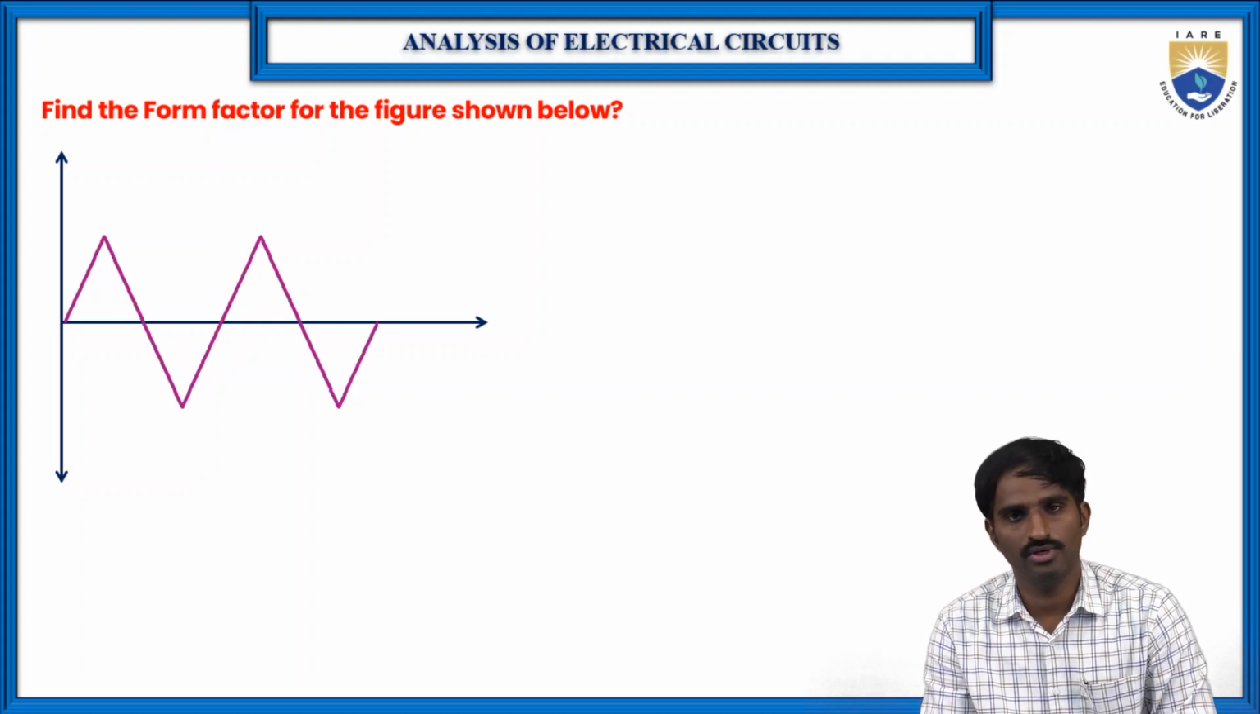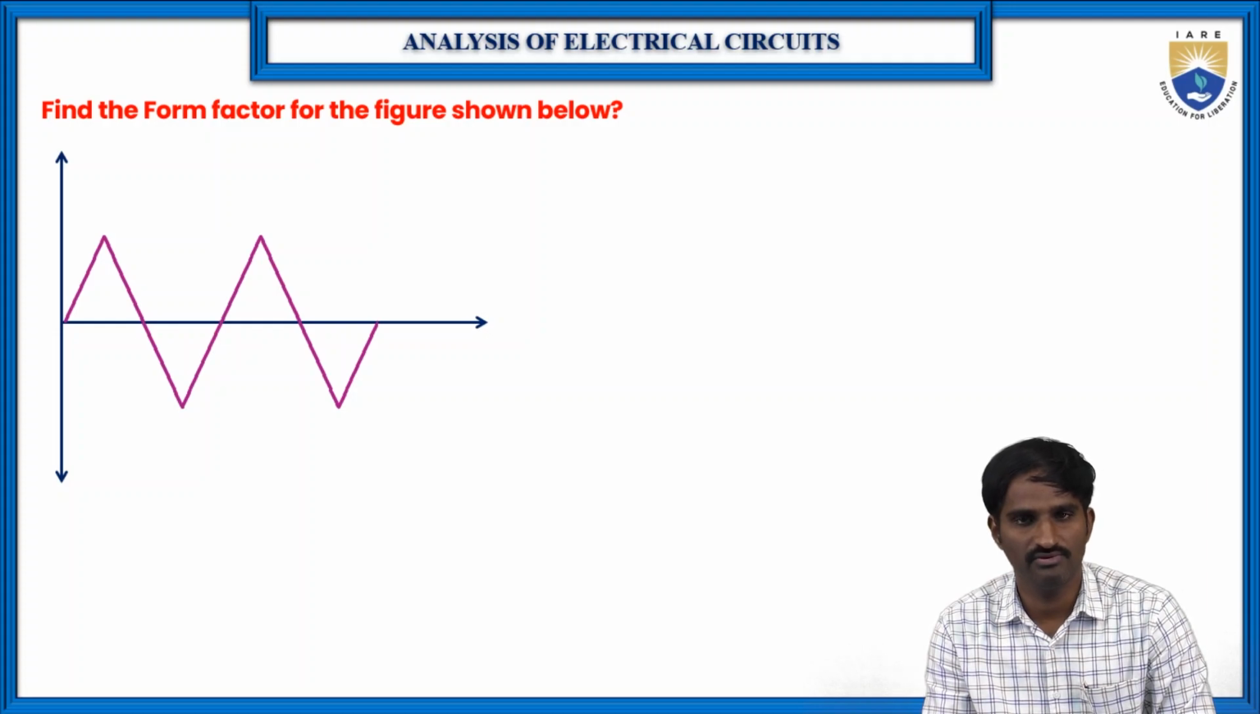Because in the previous two cases it was a sine wave, f of t or v of t was equal to Vm sine omega t. But here it is not a sine wave, this is a triangular wave. So first we should find the f of t value for the given periodic waveform.